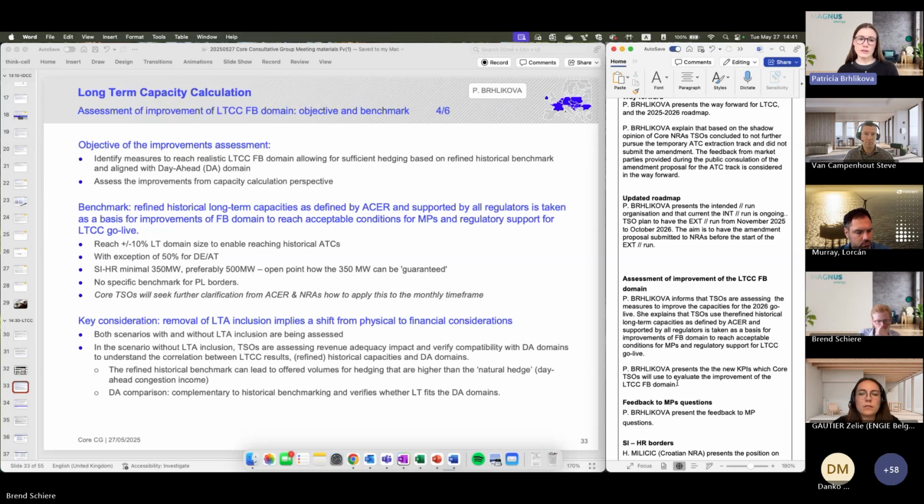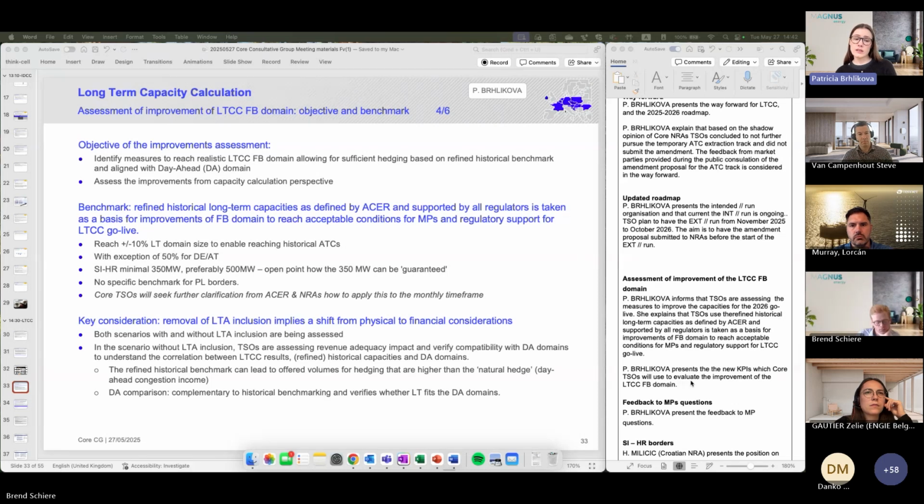And it basically outlines that the long-term flow-based domain should reach plus minus 10% of the historical ATCs, with the exception of the AT border, where the benchmark is currently agreed to be 50%. Then there is the special treatment for the Slovenian Croatian border, which we will, I think, tackle in a bit. And there is no specific benchmark for Polish borders.